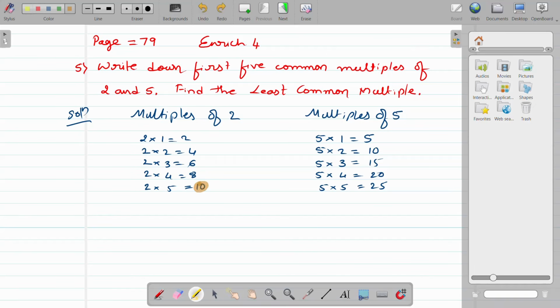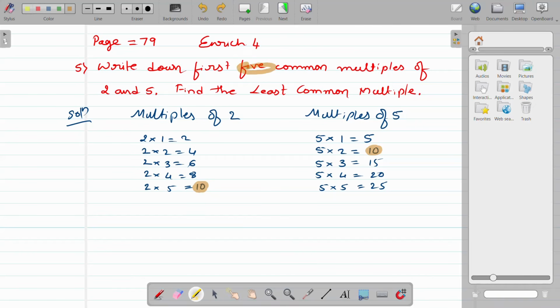But when you take the number 10, 10 is a multiple of 2 and 10 is a multiple of 5. Because of that, we got the first common multiple, that is 10. The first common multiple is called what? Least common multiple, which means it is the smallest common multiple. So we will do it here.